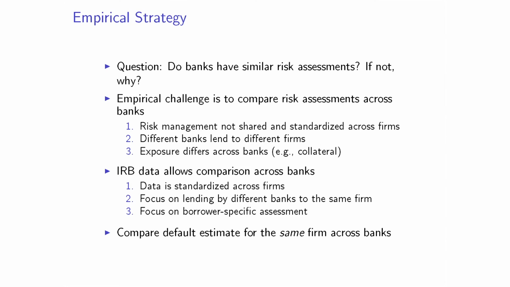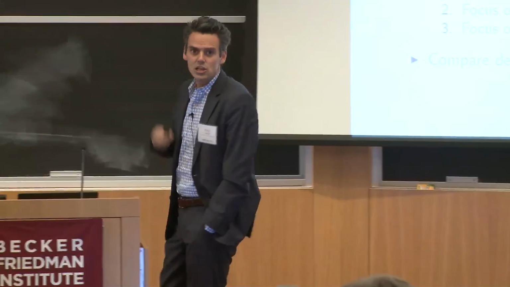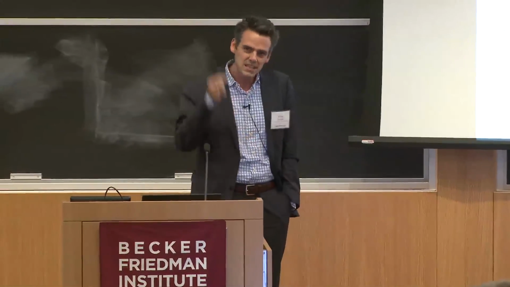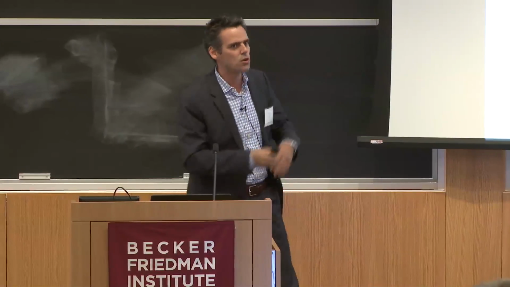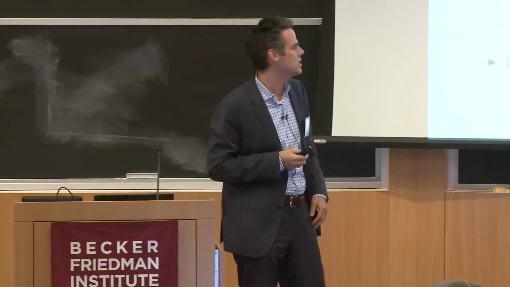So empirical strategy, we asked the research question, do banks have similar assessment of risks, and if not, why? And when I start thinking about this question before knowing anything about this paper, I would say, well, this is a really hard question to answer. Okay, why is it hard to answer? Well, first of all, risk management is very different across different firms. It's not standardized. Second, different banks lend to different firms, and then exposure may be very different across different banks, even looking at the same firm, because there could be different collateral guarantees, credit enhancement.